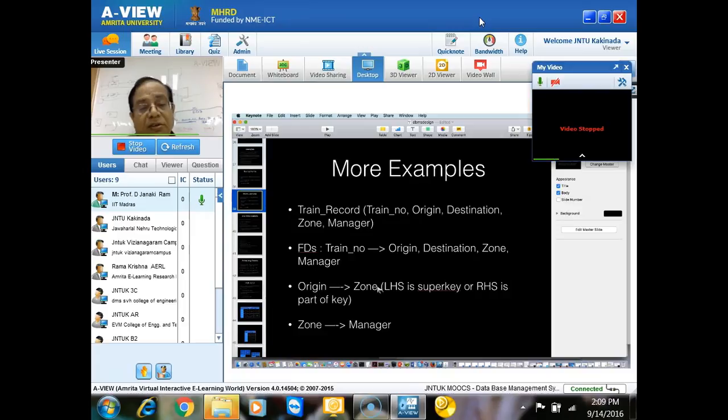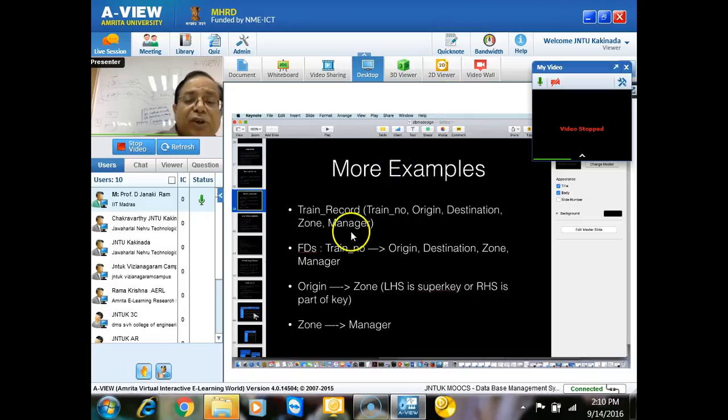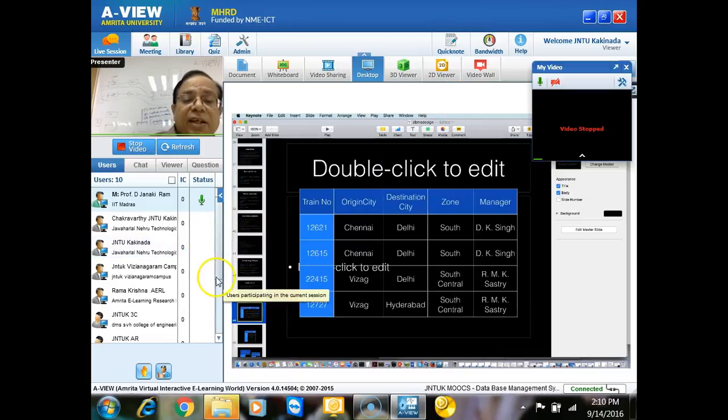So train number is certainly the key for this relationship. Whereas origin is not a key, since origin is only an attribute that can fix its zone, but there are other attributes, and hence origin is not a key. Similarly, zone is not a key. So these two functional dependencies will cause duplication. What BCNF is saying is that every functional dependency should have a super key of the relation on its left, so that none of these will cause duplication.